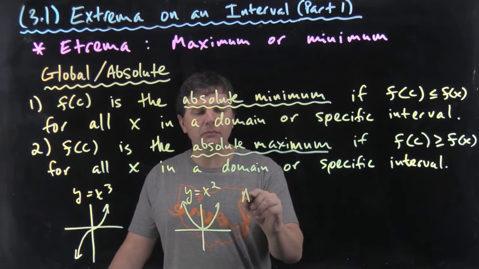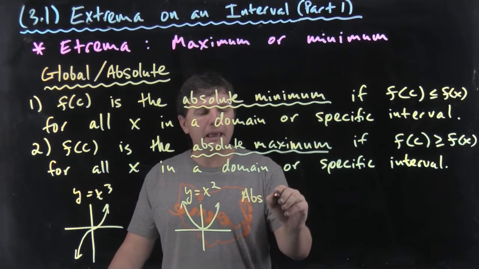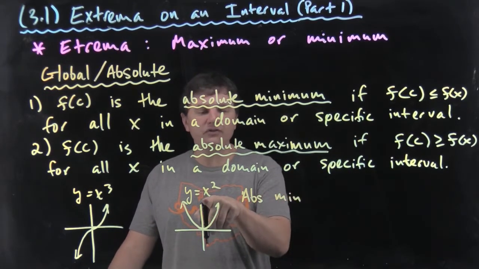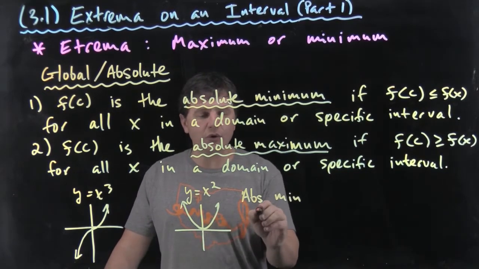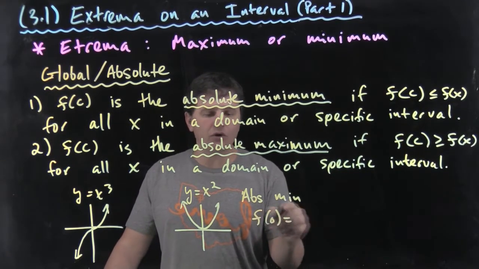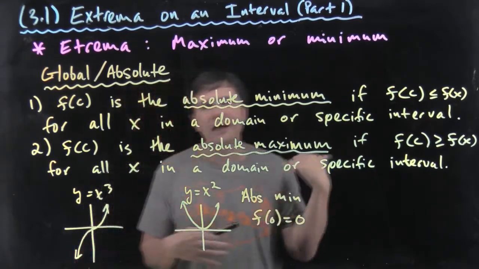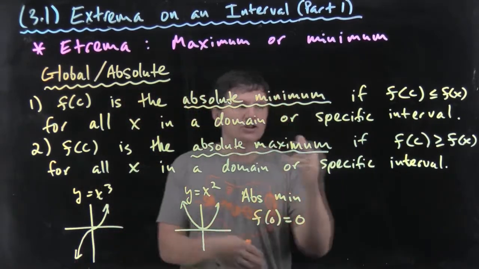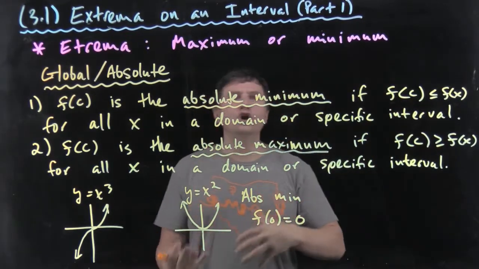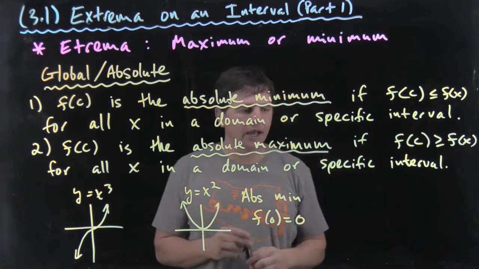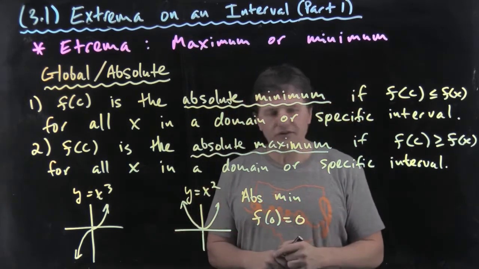By the way, when we talk about absolute maximums and minimums, we're actually talking about the output. So we would say the absolute min of this function on its domain would be 0. It occurs at 0, but I'm talking about the output, which is 0. So if you're ever asked what's the absolute maximum or minimum of a function, you actually give the output, not the input. If I ask where it occurs, it would be the input. Just some things we're going to get used to as we see these examples.